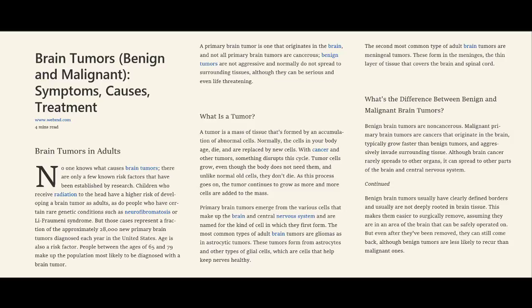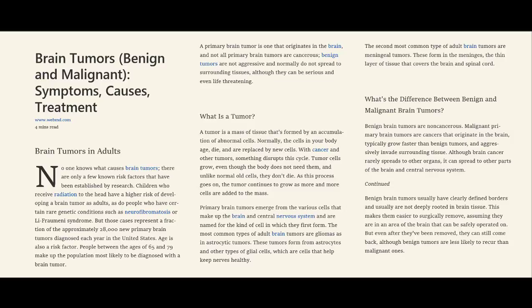Primary brain tumors emerge from the various cells that make up the brain and central nervous system and are named for the kind of cell in which they first form. The most common types of adult brain tumors are gliomas, as in astrocytic tumors. These tumors form from astrocytes and other types of glial cells, which are cells that help keep nerves healthy. The second most common type of adult brain tumors are meningeal tumors. These form in the meninges, the thin layer of tissue that covers the brain and spinal cord.